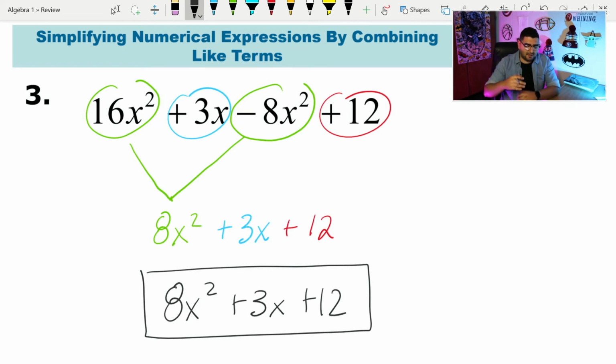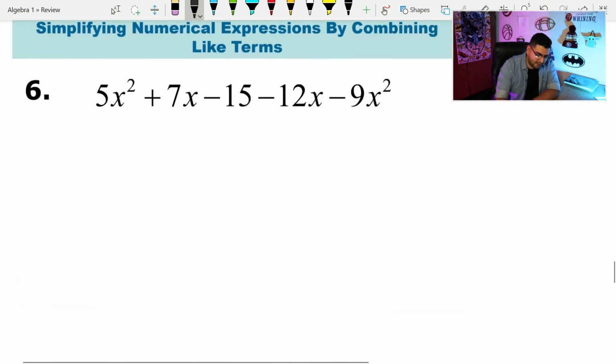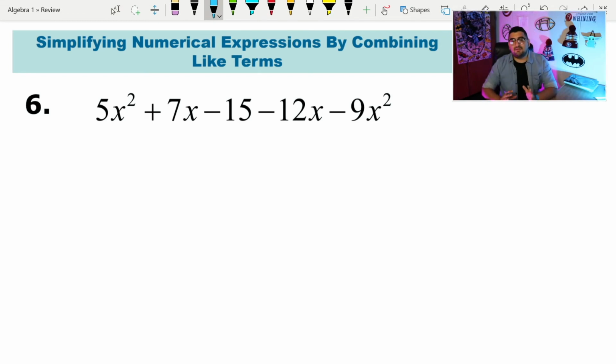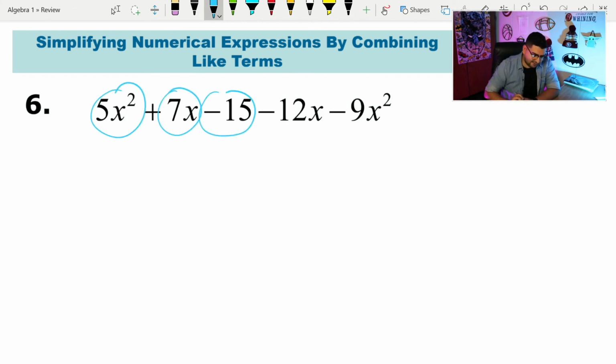So now let's go ahead and mix it up a bit, and we're going to do a next problem. And this next problem is actually going to have two sets of terms, or two pairs of terms, that can be combined. So let's look at this one. Let's analyze this problem to see what my like terms are. So the first thing I see is a lot of x's here. Okay, so I see a 5x squared, 7x, a constant negative 15, negative 12x, and negative 9x squared.